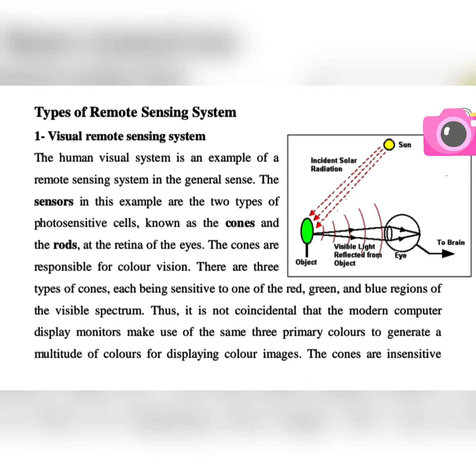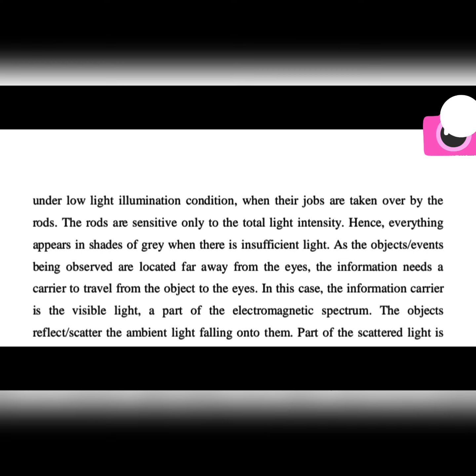The cones are insensitive under low light illumination condition when their jobs are taken over by the rods. The rods are sensitive only to the total light intensity. Hence, everything appears in shades of gray when there is insufficient light, as the objects or events being observed are located far away from the eyes.